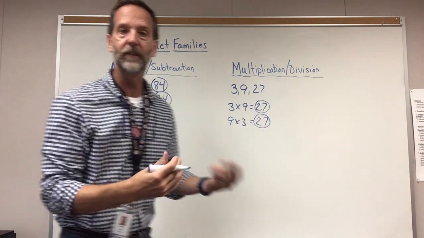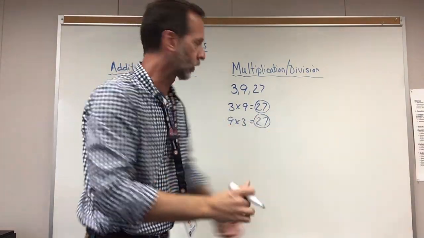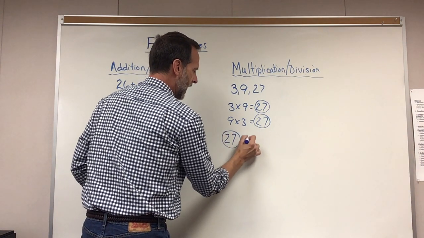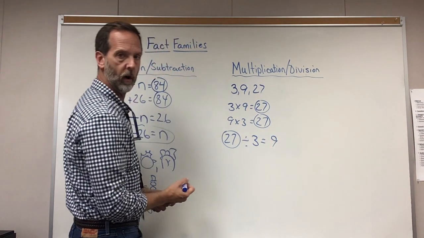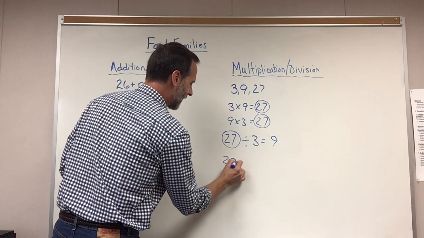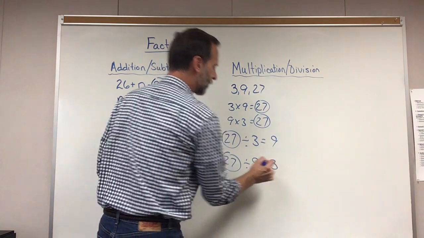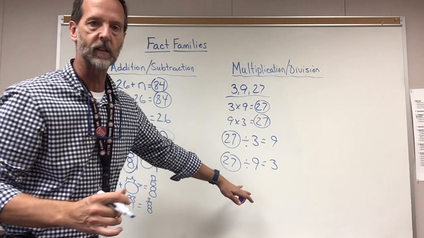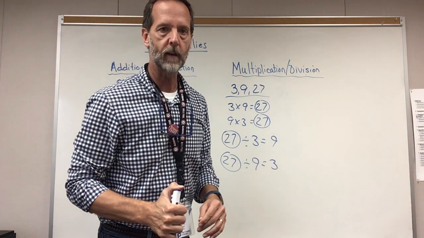Now I've got to do some division. Big number comes first, right? I'm going to take the big amount, I'm going to put them in smaller groups. If I have 27 things, big number, and I put them into 3 equal groups, I'm going to have 9 in each one. Or if I have 27 things and I put them into 9 equal groups, I'm going to have 3 in each one. So those would be my 4 number sentences from that fact family, okay?